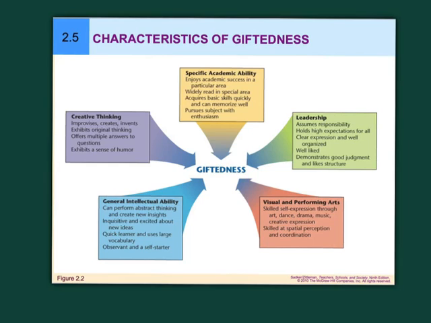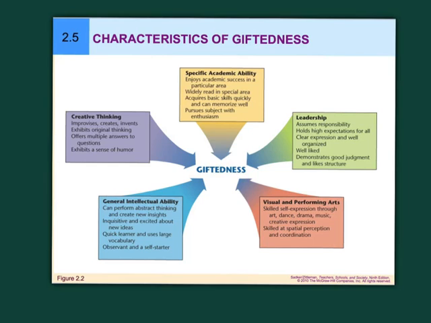Okay, they really have this original thinking. They can improvise. They can create. They have a sense of humor. And they have specific academic ability. They enjoy academic success in a particular area, and they're widely read in that area. And there may be some people who are particularly gifted in math, science, some who are in the humanities, some in theater. And some may be gifted in more than one area.